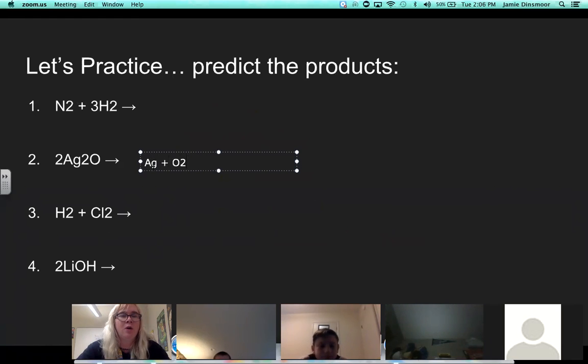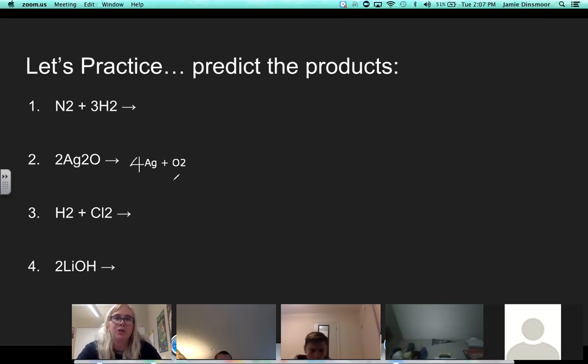But what I do see here, though, is my equation balanced? Do I have the same number of silvers to start? No, right? I have 4 silvers here, and I have 1 here. I have 2 oxygens here, and I have 2 oxygens here. Okay, so oxygens are fine. For silver, I would need to put a 4 in front of it so that my equation would be balanced.